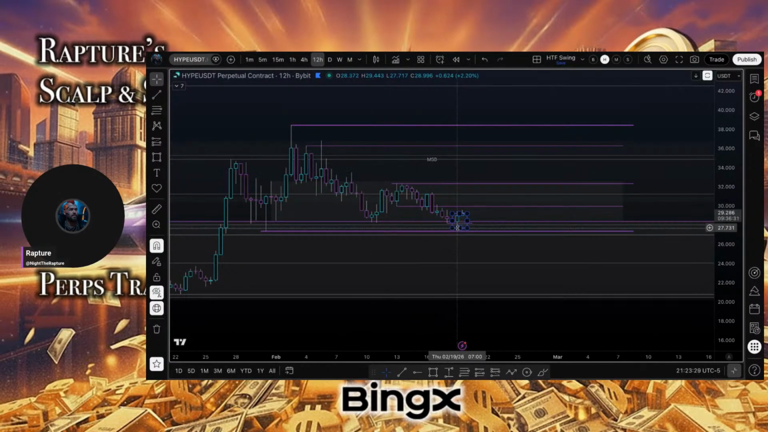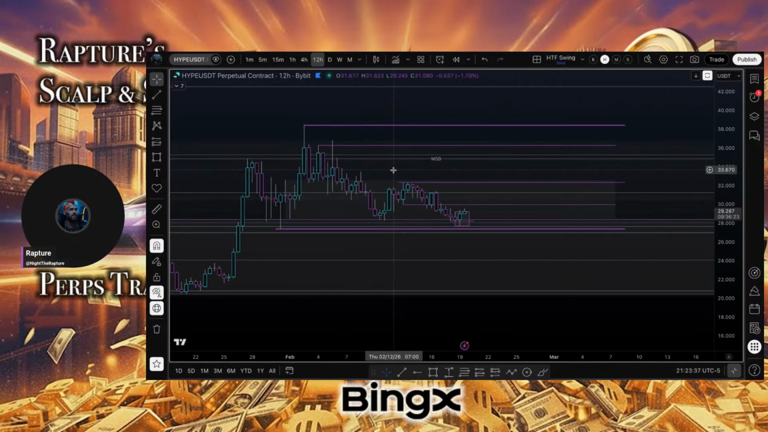H12 SFP near the range lows, right? I'm looking for reasons to hunt shorts at range highs and reasons to hunt longs at range lows. I'm a big range trader. Markets tend to range like 80% of the time.